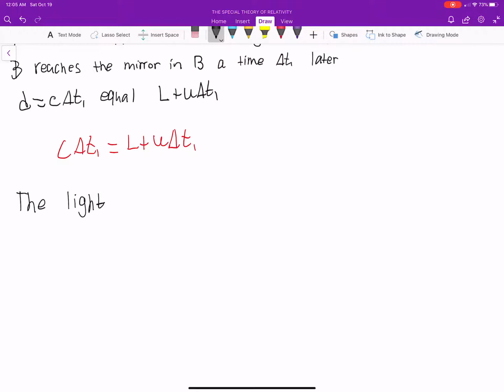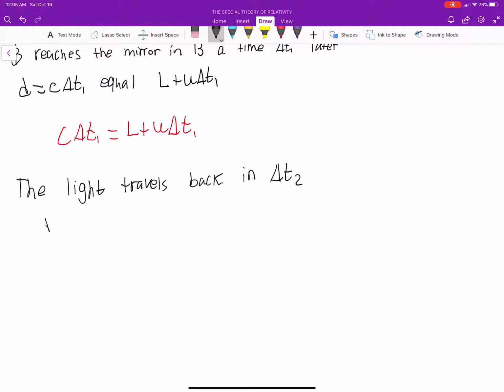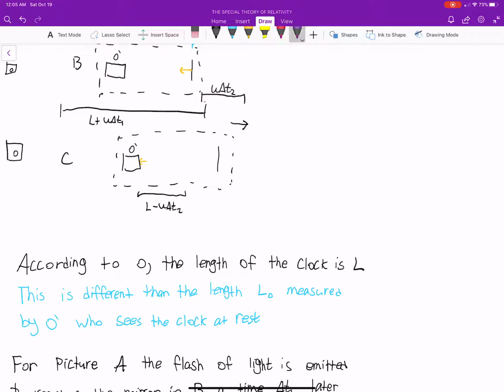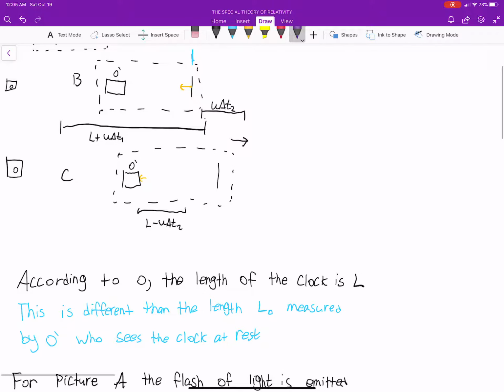So the light travels back to our device in, that's an awful K, and we'll say time interval delta T2. And the exact same logic applies. We can say that the distance is the rate, which is still c, times the time, which we're calling delta T2. Okay? So that is the time it takes light to go from here to here.